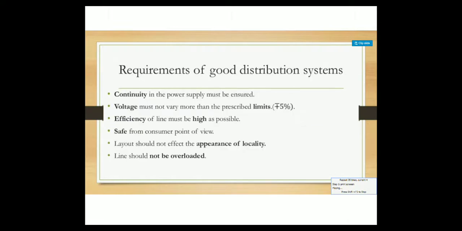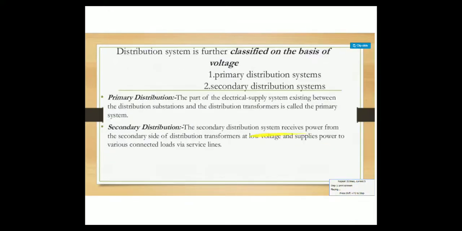And coming to the next one, these are the requirements of good distribution, that is, what are the different constraints I need to follow when I am distributing power to the different loads or consumers. First, there should be continuity of power to the consumer. Second, the voltage I am supplying should be within precise limits, plus or minus 5%, and the efficiency of the power I am transmitting should be as high as possible, and it should be safe. These are the requirements I need to follow when I am distributing power to different loads.